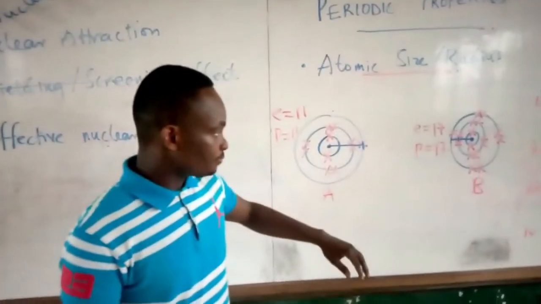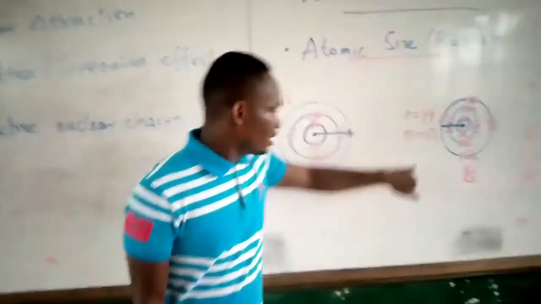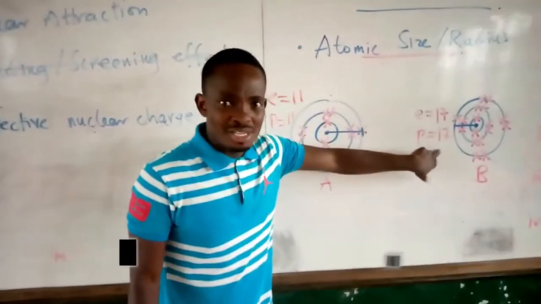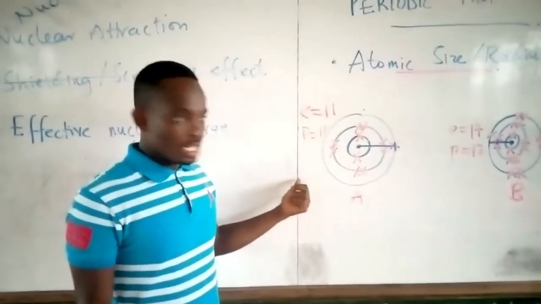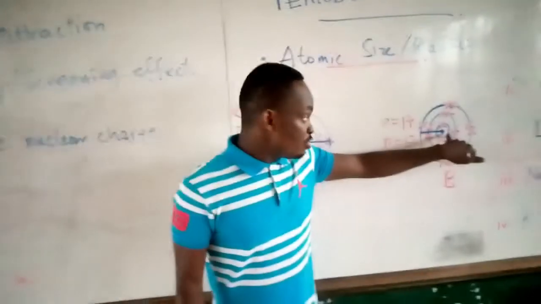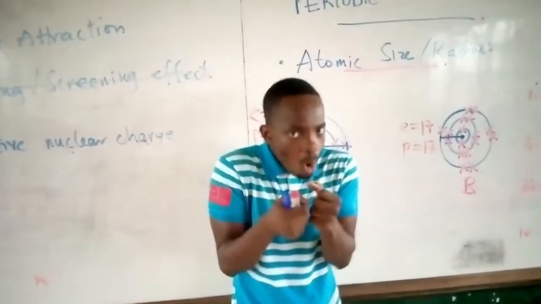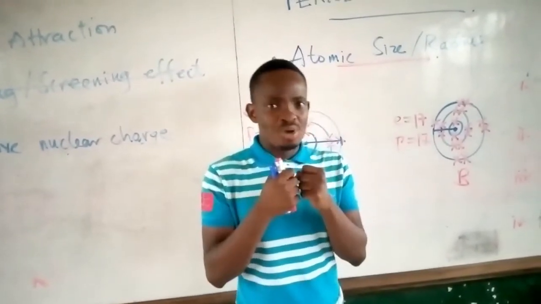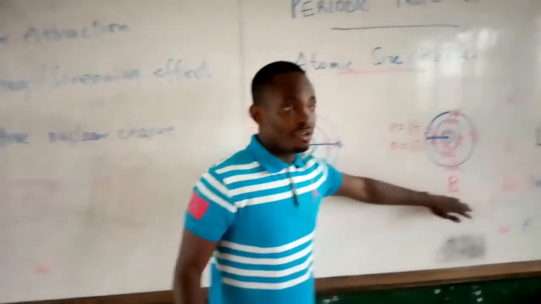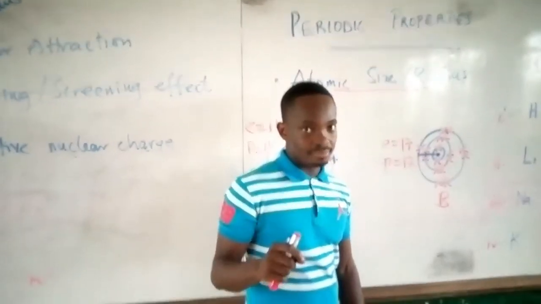Let me explain more. Protons are the ones doing the attraction. Proton has 17 here, proton has 11 here. So there will be more nuclear attraction here because there are more protons here than here. If there is more nuclear attraction, the nucleus is pulling the electrons more and more to itself. So you get smaller and smaller. Once again, the greater the nuclear attraction, the smaller the size.